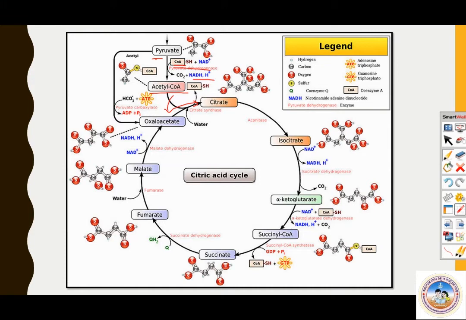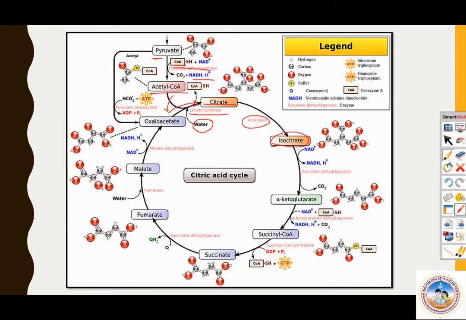So now citrate, by the way, is produced or synthesized by an enzyme called citrate synthetase. Now this reaction requires the addition of water. Am I clear to you? What does it require? It requires the addition of water. Now citrate will get converted into isocitrate by the enzyme called aconitase. Okay.